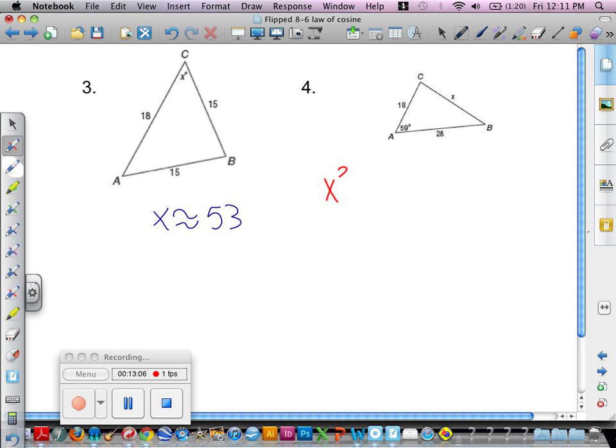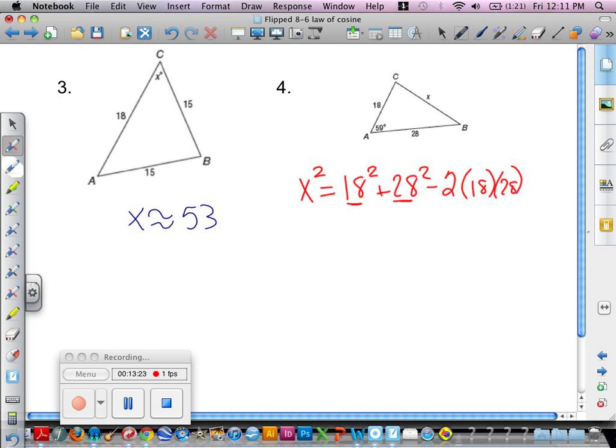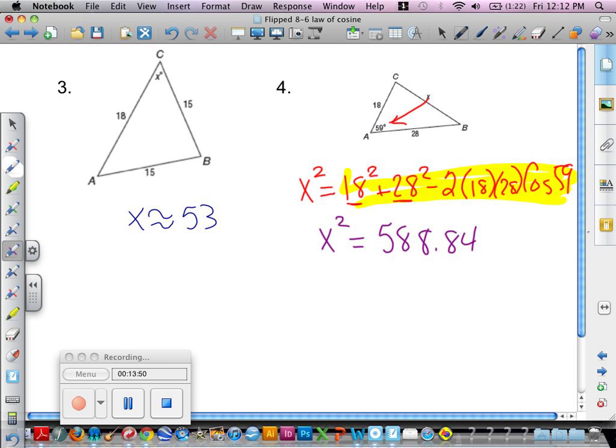So I'm looking for x. That's the side by itself. Take the other 2 sides and square them, minus 2. Remember, these are the 2 that get multiplied by 2. So 18 and 28. Oh, I'm tight on room. And then cosine, that's the angle opposite, 59. Now, people, you can type all of this into your calculator. It'll do all the operations for you. So pause the video and go ahead and type that in. When I get that, I'm going to get about 58.84. Keep your calculator full. Now I need to square root it. X is going to equal approximately 24.3.